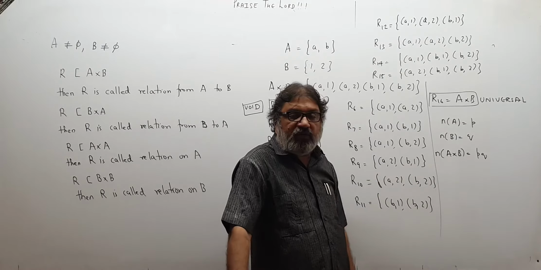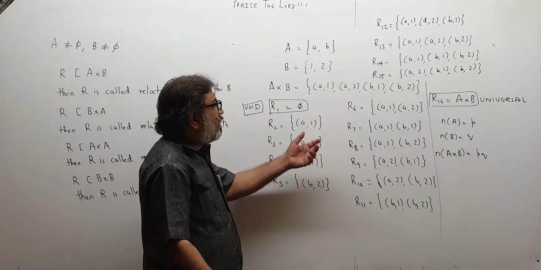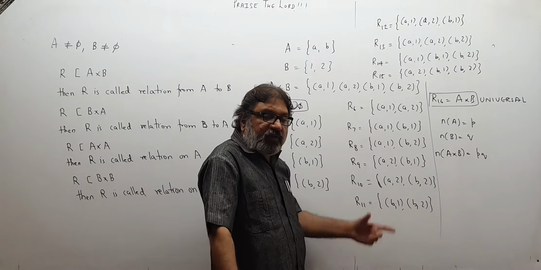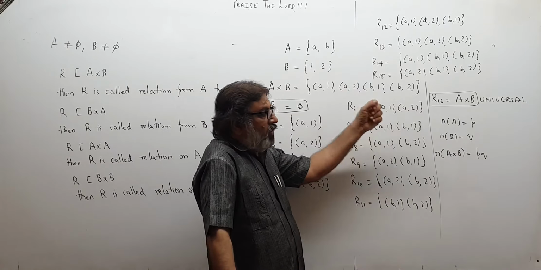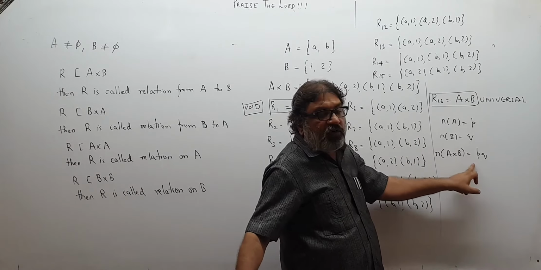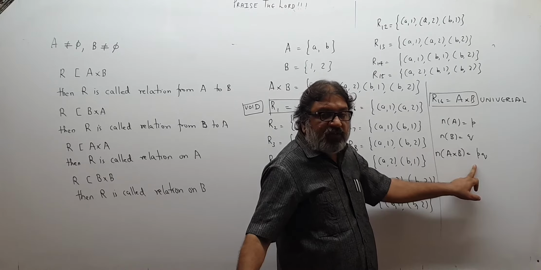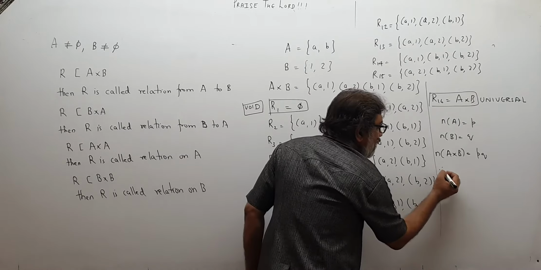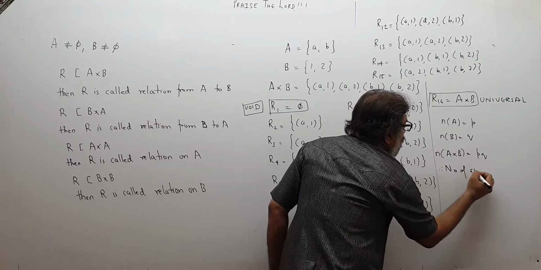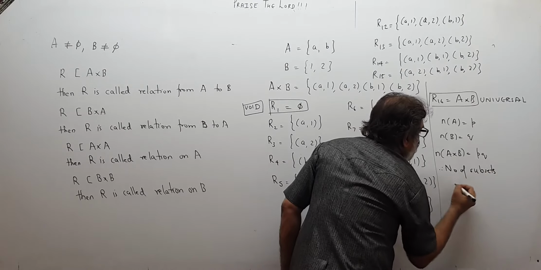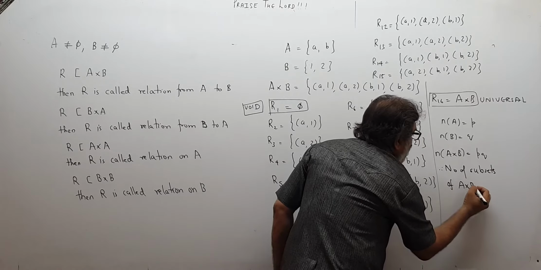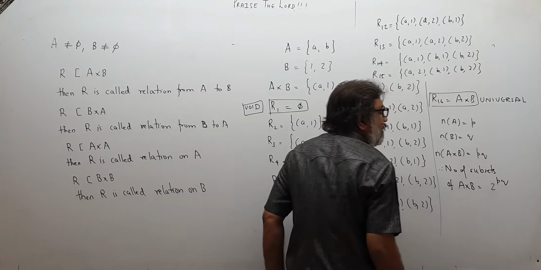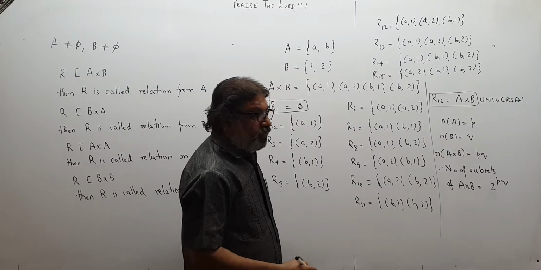So if A cross B has got PQ elements, how many subsets we can make? Just like over here A cross B had 4 elements, we created 16 subsets, because there were 4 elements in A cross B. So if A cross B has got PQ elements, how many subsets A cross B can have? 2 raised to PQ, you know that from set theory. So number of subsets of A cross B will be 2 raised to PQ.